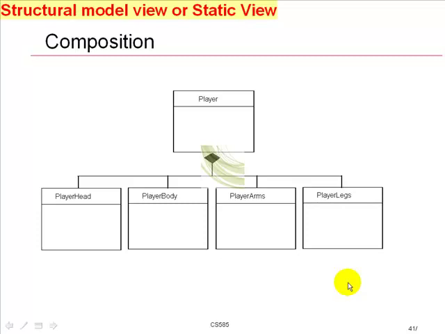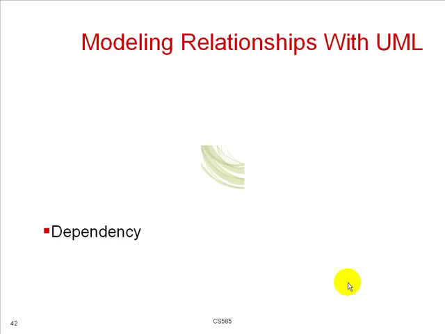And so here's composition. A player is made of player head, body, arms, and leg. If the player is terminated in a game, then all these objects will be terminated because this relationship depicts a composition because it has a filled diamond.